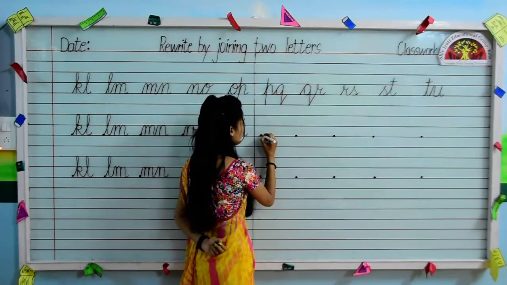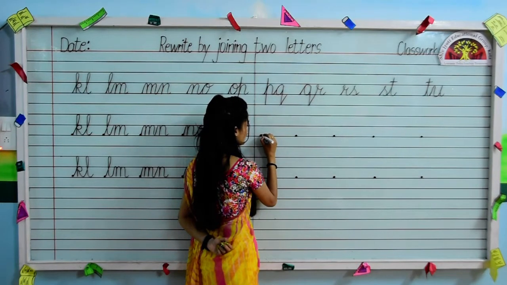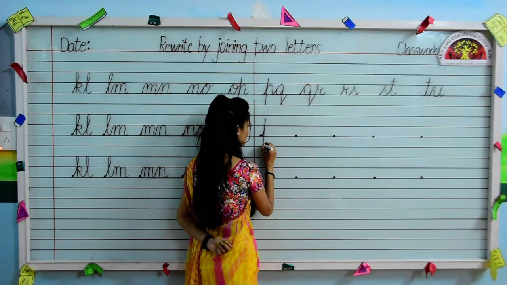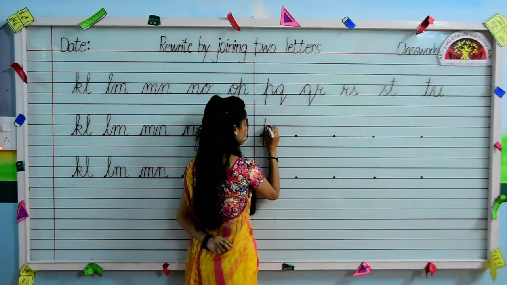Put your pencil on the dot. Firstly, we will make small cursive letter P. Slanting line up, do not touch the first line. Come down, touch the fourth line. Go back, make a curve and out.